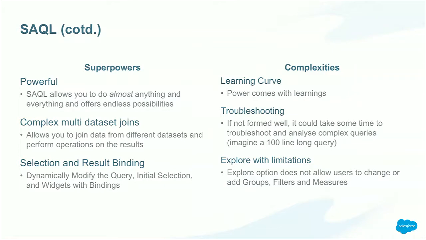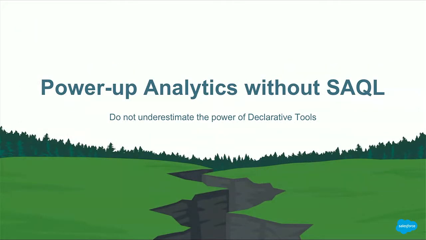So if you have a widget that's running on SAQL and you try to explore that widget, it won't give you a lot of options. You can't add measures, you can't add filters, you can't add more groupings. So that's a limitation to me. Okay, so now we know what's Einstein Analytics, what's SAQL, what are its superpowers, what are its complexities. Now let's see how we can power up our analytics without using SAQL, and if it's even possible.